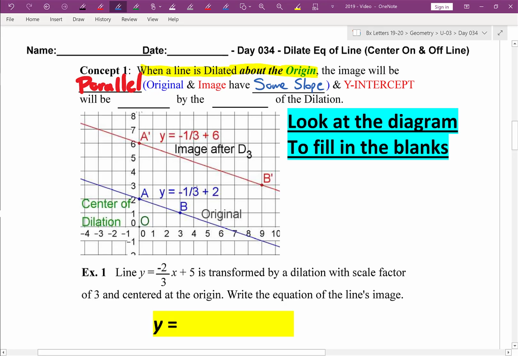And you can kind of see that right there. There's supposed to be an x there, and there's supposed to be an x there. The slopes are negative 1/3 and negative 1/3. They are the same because they're parallel.